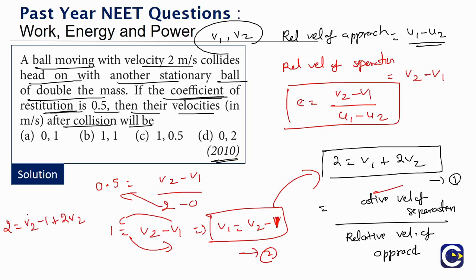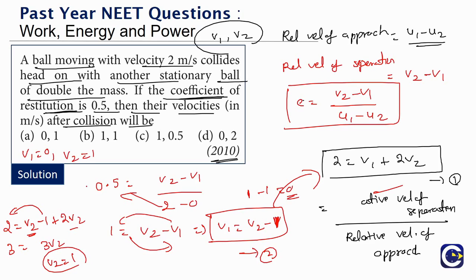Which means what? Minus 1, let us bring it to the left side, it will become plus 1. So 2 plus 1 is 3. 3 is equal to V2 plus 2V2, which means 3V2. So from here V2 will be equal to 1. If V2 is equal to 1, then we can find V1. What is it? 1 minus 1, that is 0. So V1 is 0, V2 equal to 1.